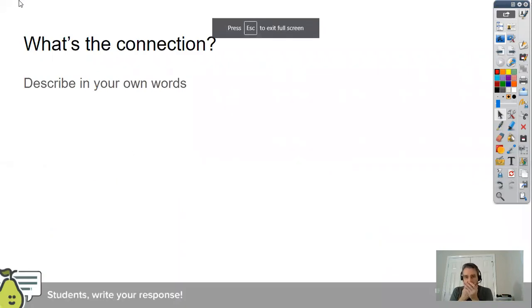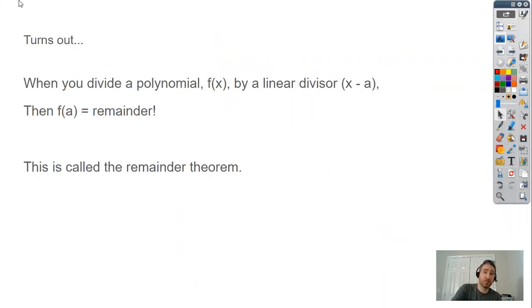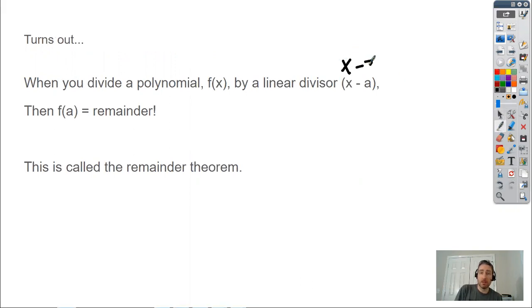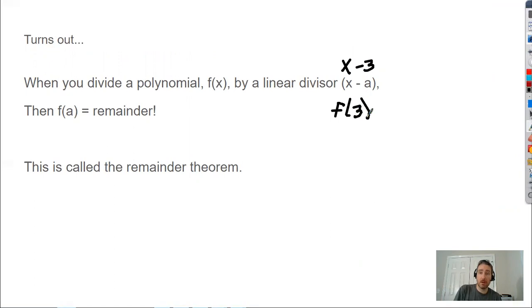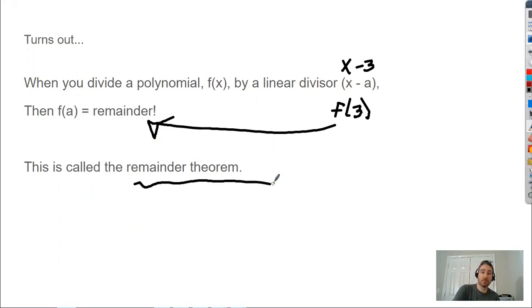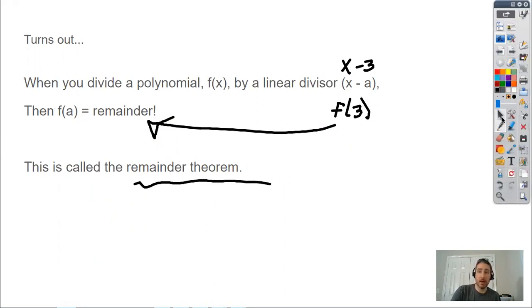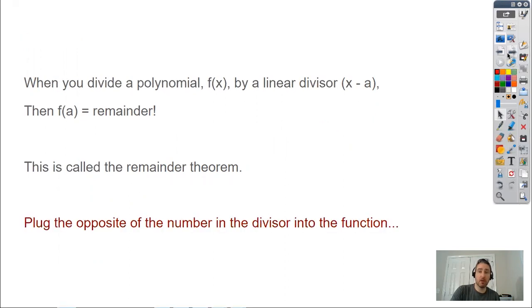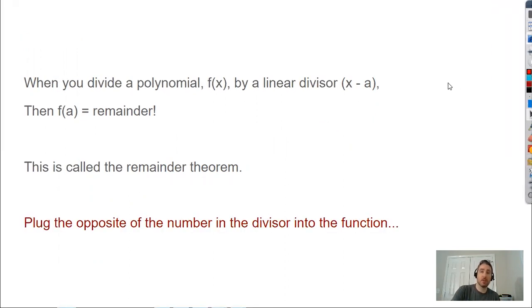What's that connection? Turns out, when you divide by a linear divisor, like x minus a, the remainder is going to be what you get when you plug in the opposite of that. So this was x minus 3. If I did f of 3, that's my remainder. And if it was x plus 3, then if I plug in negative 3, my remainder would be whatever I get. So that's called the remainder theorem. And we can use that to find pretty much any remainder as long as you plug in the opposite number of what you're dividing by.